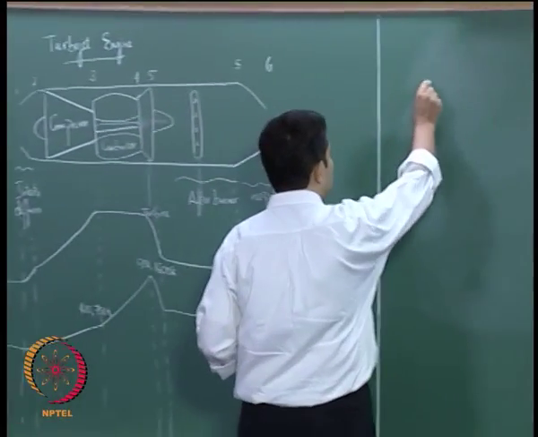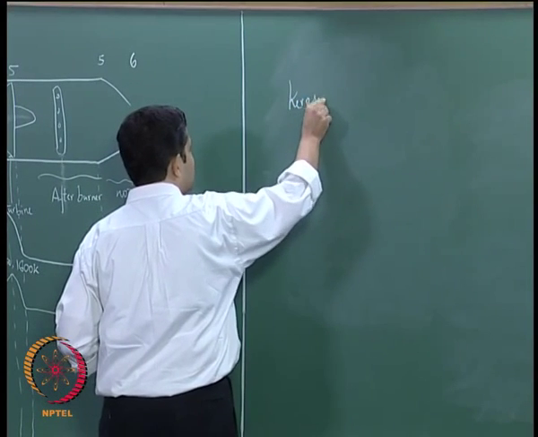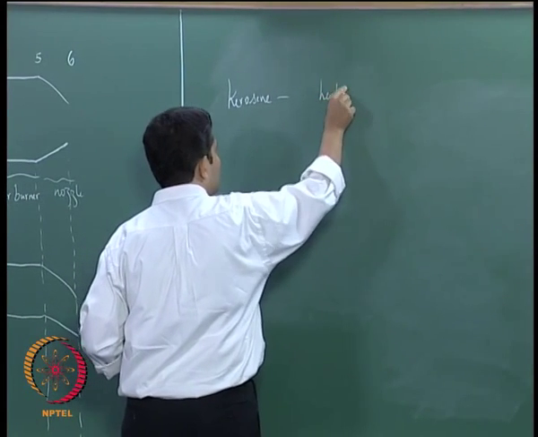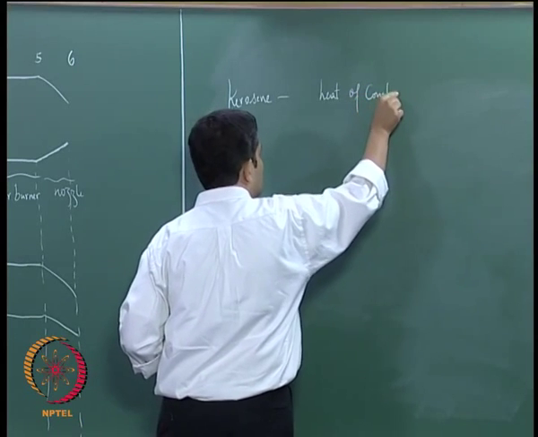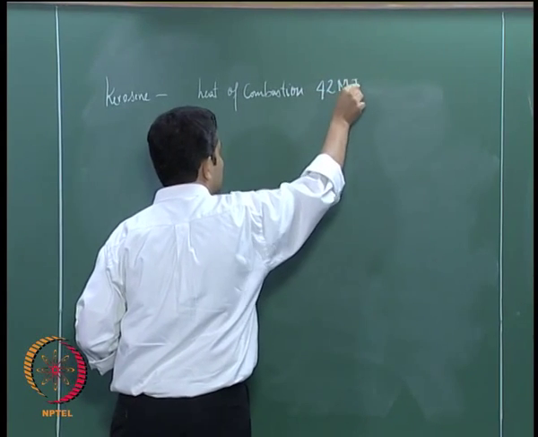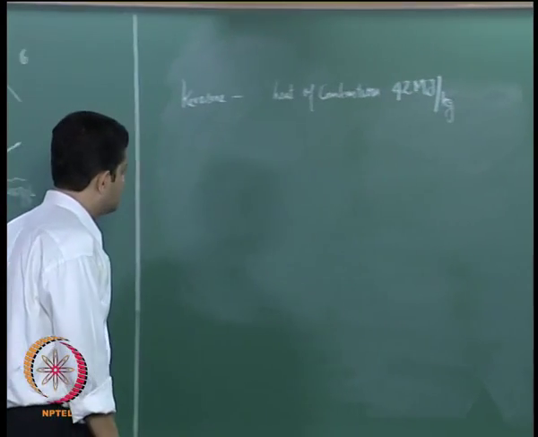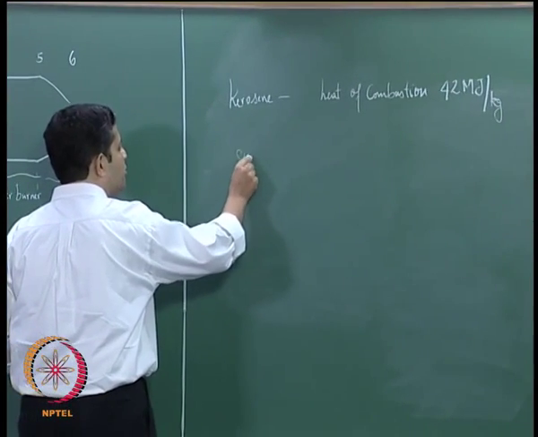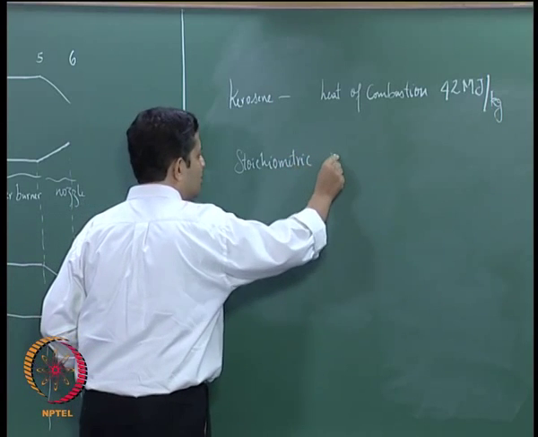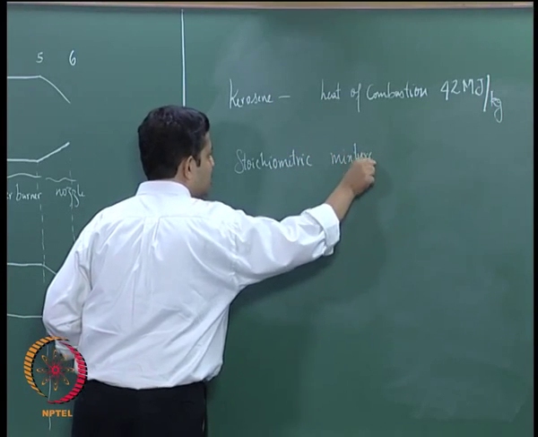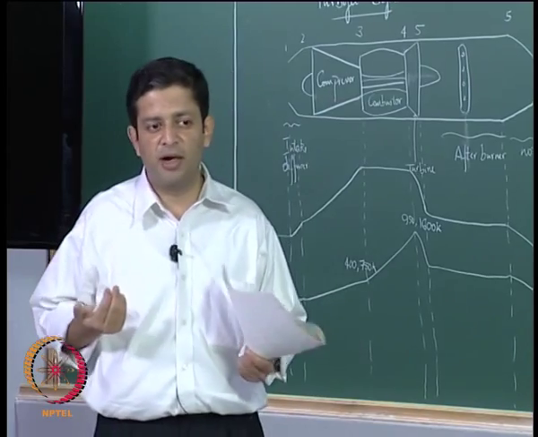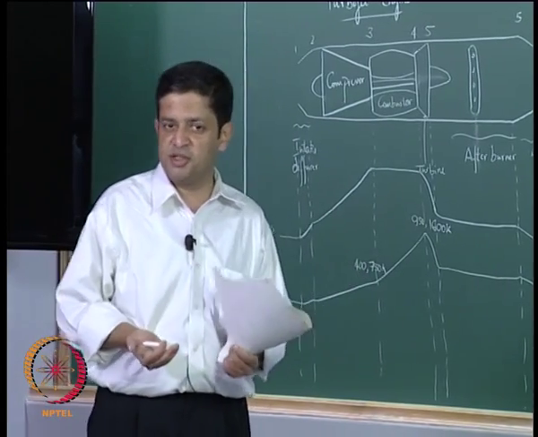So, kerosene is used and it has a heat of combustion of 42 megajoules per kg. And what we know as the stoichiometric mixture. What do we mean by this? What do we mean by stoichiometric mixture? It is the right amount of fuel and air that is required, or the amount of air that is required for complete combustion of the fuel.